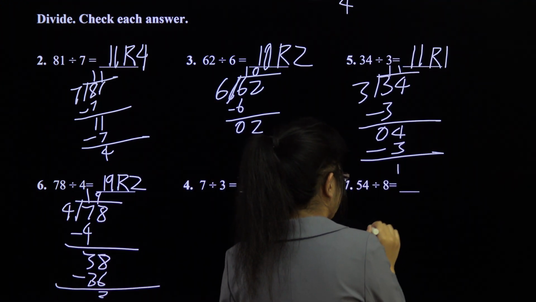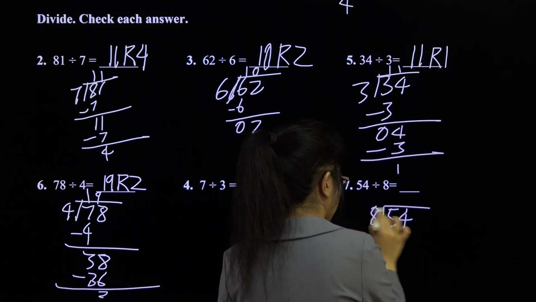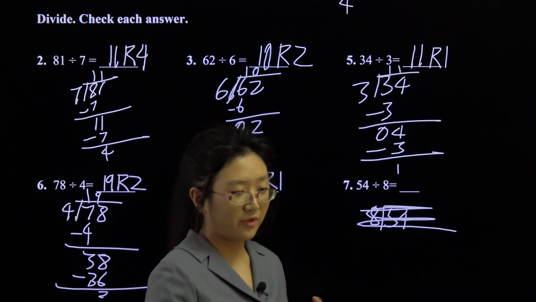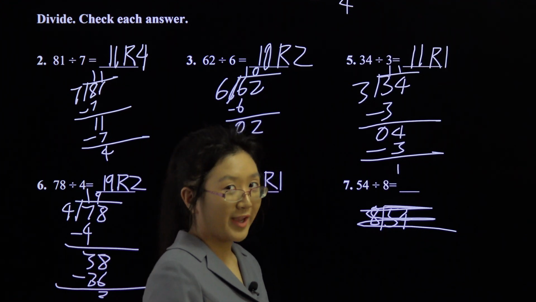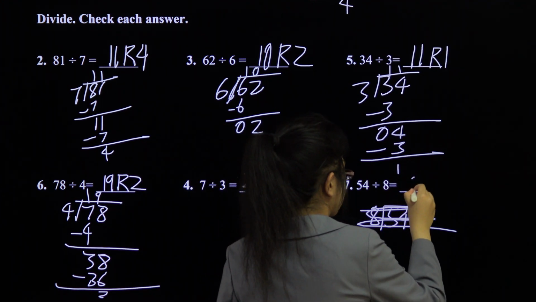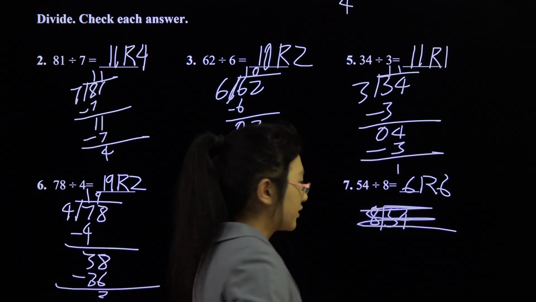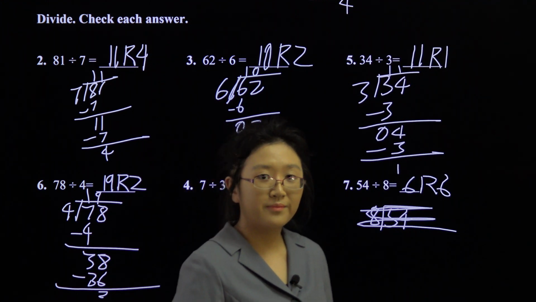54 divided by 8. So what's the closest that we get? That's smaller than 54. Well, there's 48. So 6 remainder 6. 6 times 8, 48. 48 plus 6, 54.